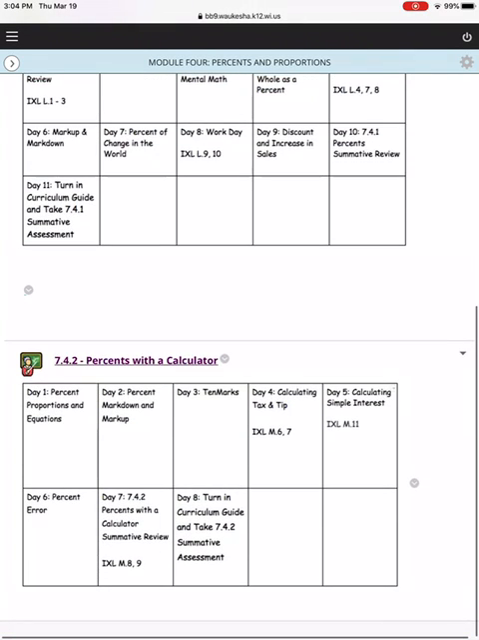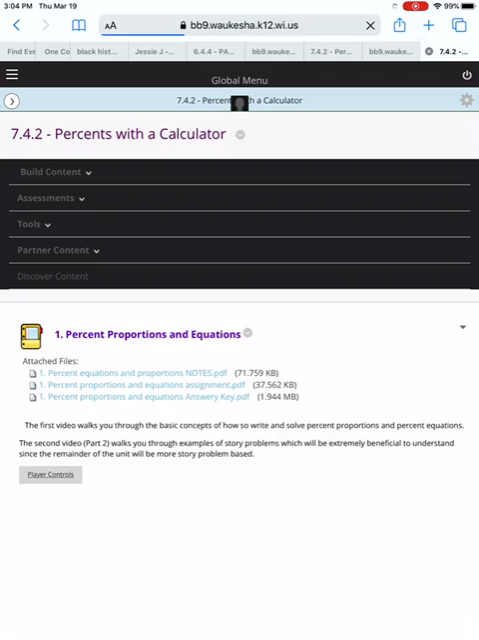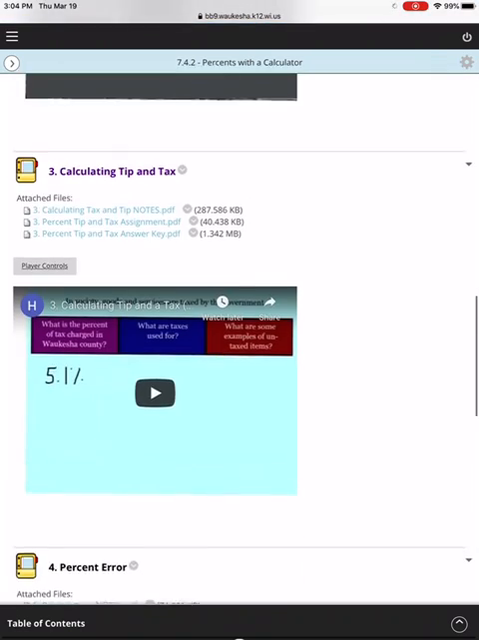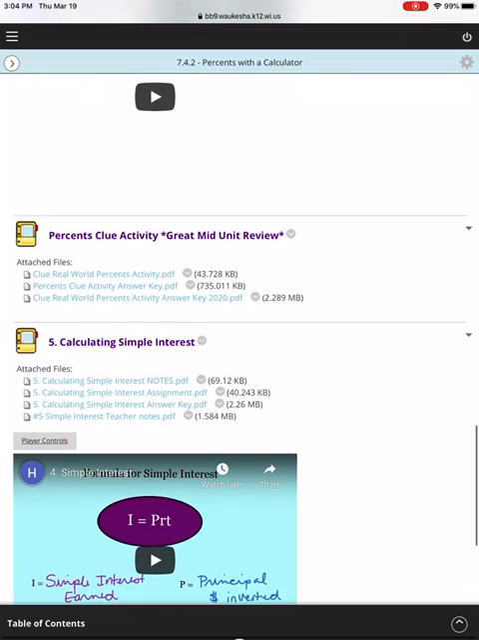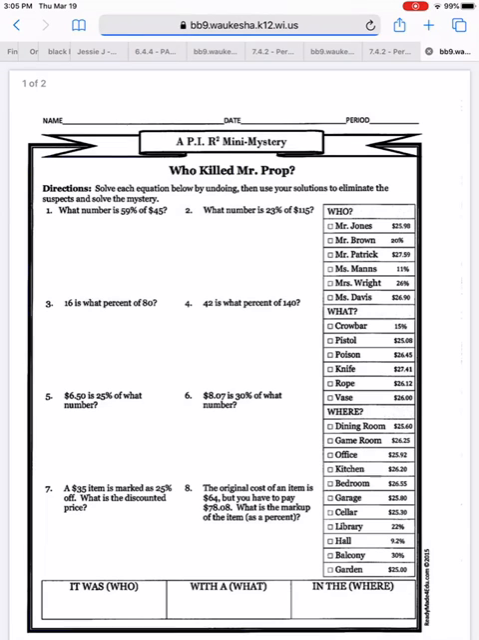So now we're going to go to percents with a calculator, because yay, we get to use a calculator on this unit. And then we're going to scroll all the way down to the percents clue activity, Great Mid-Unit Review. And I'm going to click on the activity PDF.